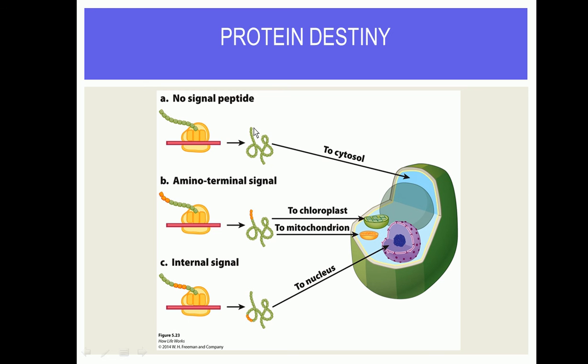If they don't have any signal, it means that protein is going to go in the cytosol. Its localization, its destiny, is the cytoplasm. If it has an amino terminal signal, then it is going to go to the chloroplast or mitochondria. If it contains an internal signal, then it is going to the nucleus.